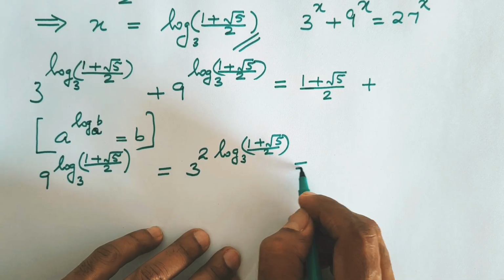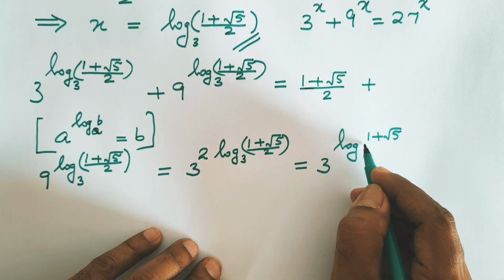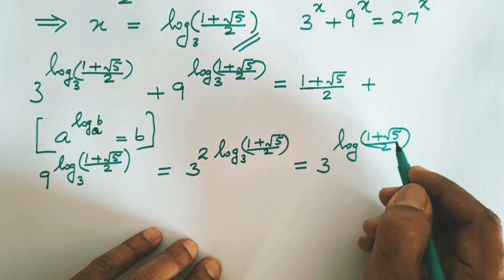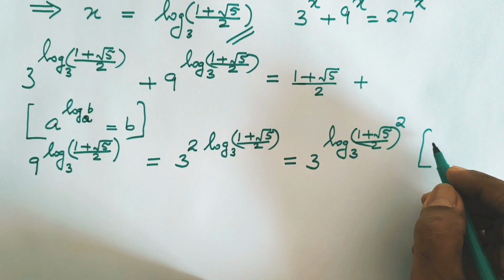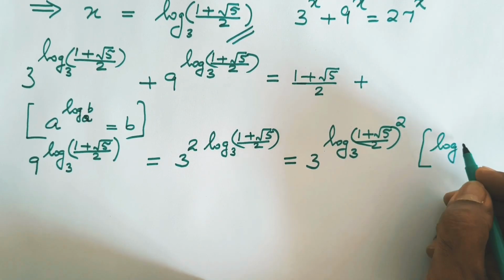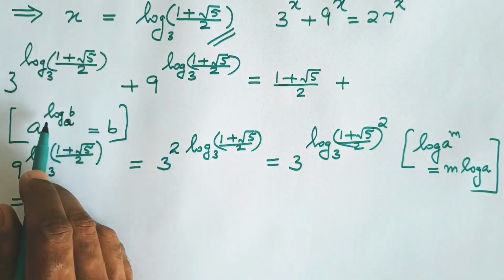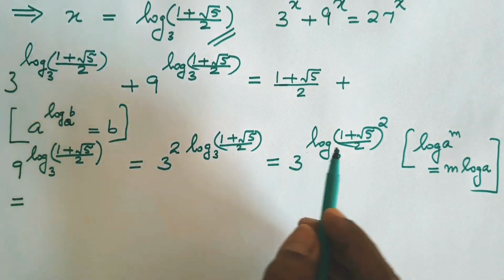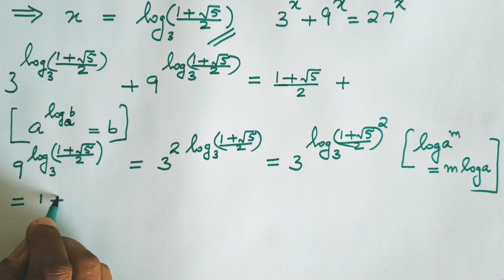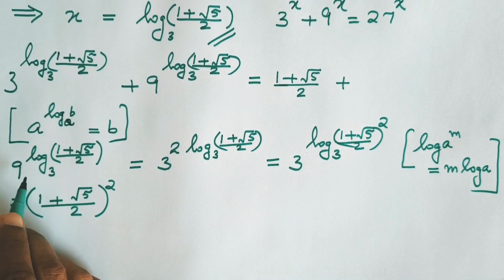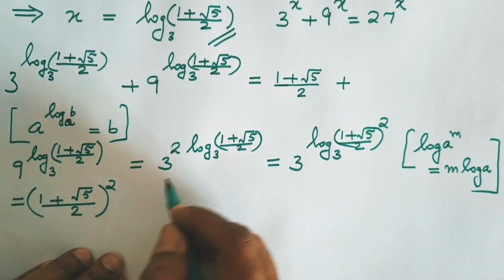And this is equal to, see, using power rule in logarithm, this 2 will go up: log of ((1 plus root 5) divided by 2), the whole square, to the base 3. We have made use of this power rule in logarithm, that is log a to the power of m equal to m log a. Now this is exactly in this form. The b will be ((1 plus root 5) divided by 2), the whole squared. So that will just be this, the whole squared. So we have simplified the second term of the left side into this, and let me substitute that here.